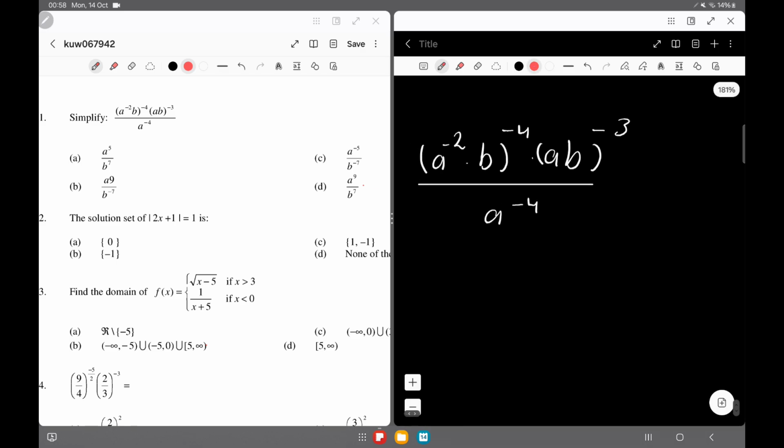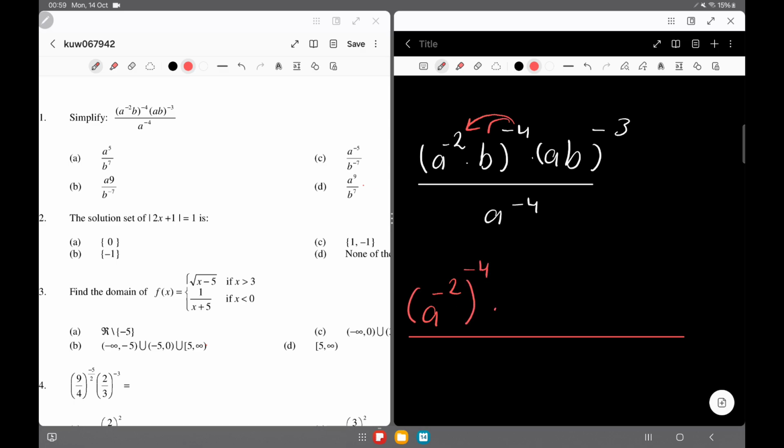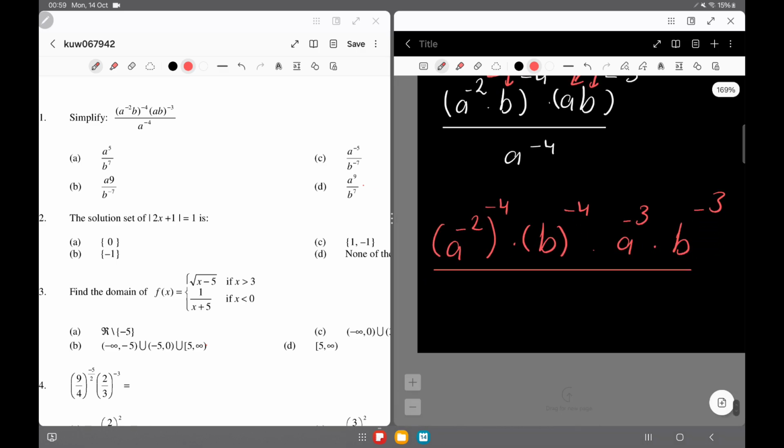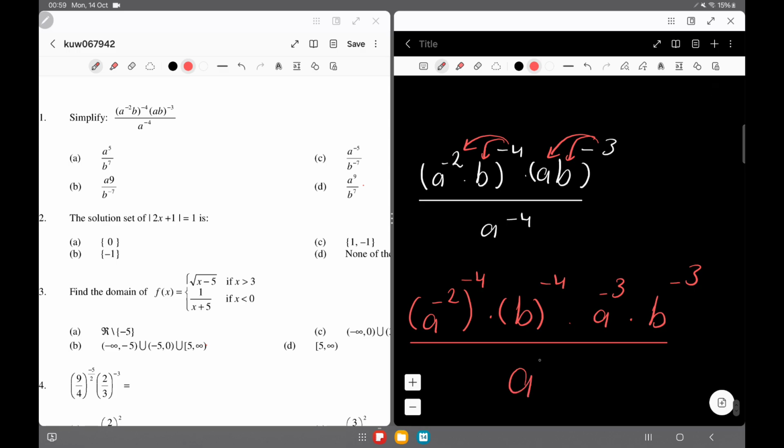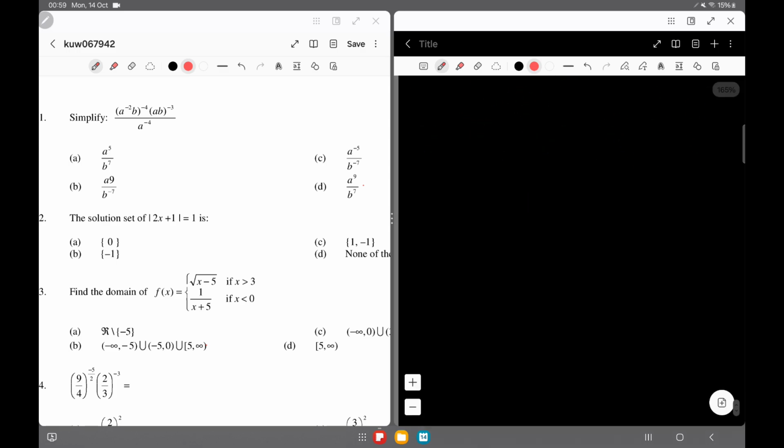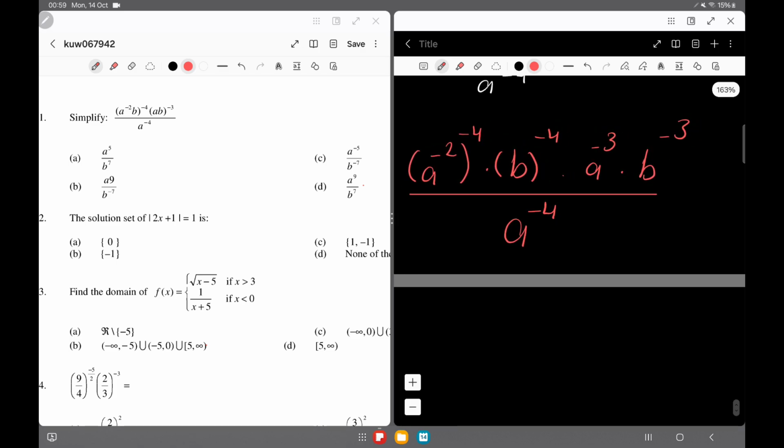So what we are going to do with this, first thing, we have to distribute this power. We will go to this, it will become a to the power of negative 2 to the power of negative 4, times, and go to b, it will become b to the power of negative 4, times, as well this go to a, it will become a to the power of negative 3, and go to b, it will become b to the power of negative 3. In the down stay the same, a to the power of negative 4. So we will see in up.